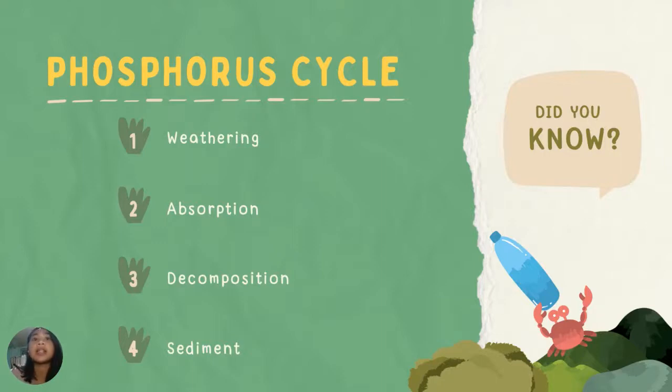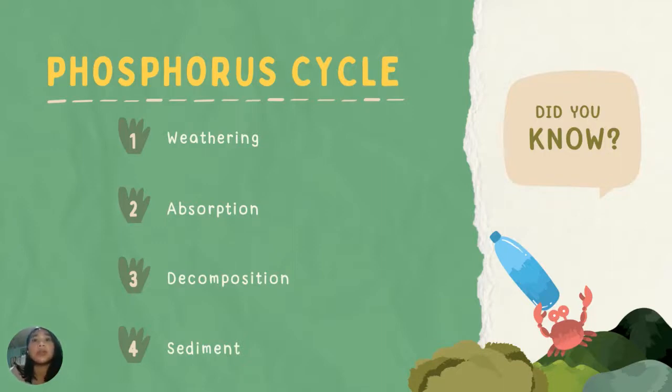And phosphorus cycle is a slow process that involves four key steps. The first one is weathering. Weathering along with rain breaks down the phosphorus and rocks, and it travels through the soil and into the water sources.